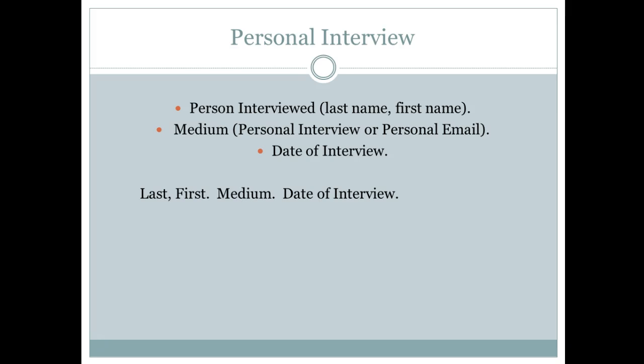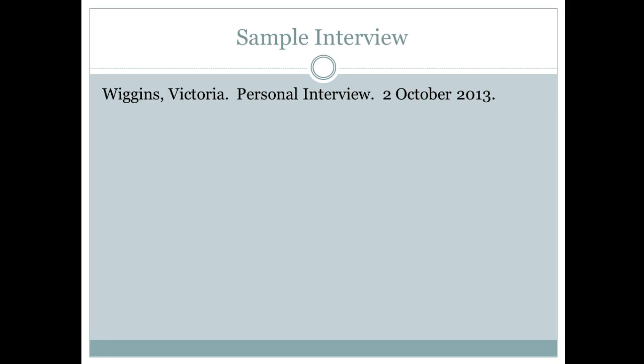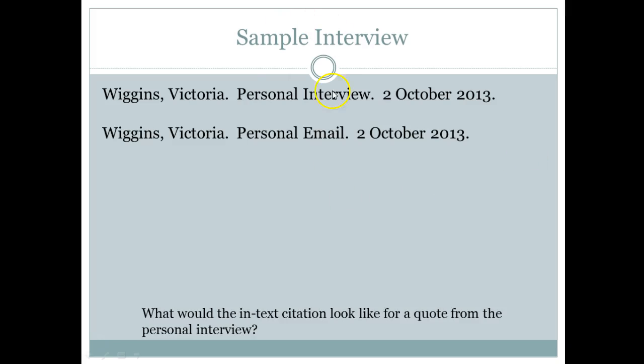You can see it's really short. So an example, if you're interviewing me, Williams, Victoria, personal interview, 2nd of October, 2013. So then I would, if I wanted to cite that, personal email, again, if you emailed someone for an interview. If you want to quote from the personal interview, we can look at it. I'm going to put the last name. Obviously, I don't have a page number because it's an interview, so that's all I need. Parentheses, Wiggins.